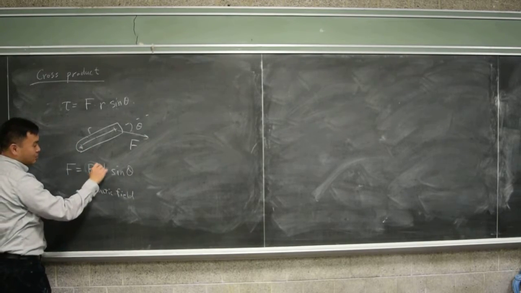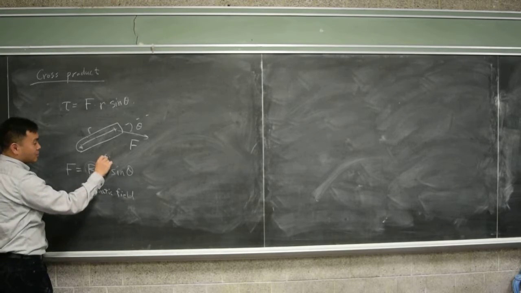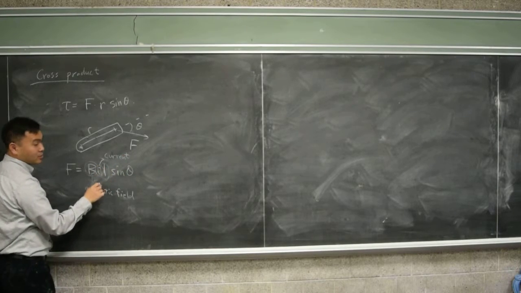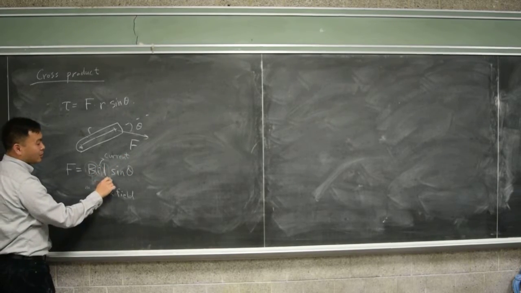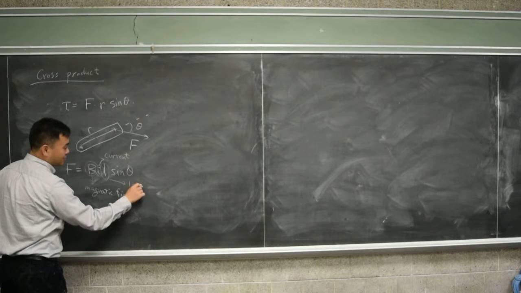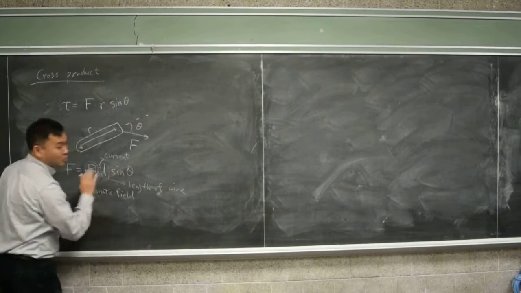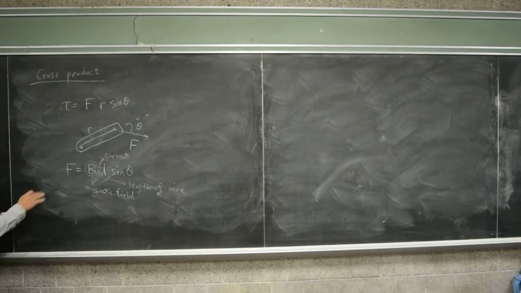And I is current. L is the length of the wire. You multiply by sine theta, and that gives you the force.